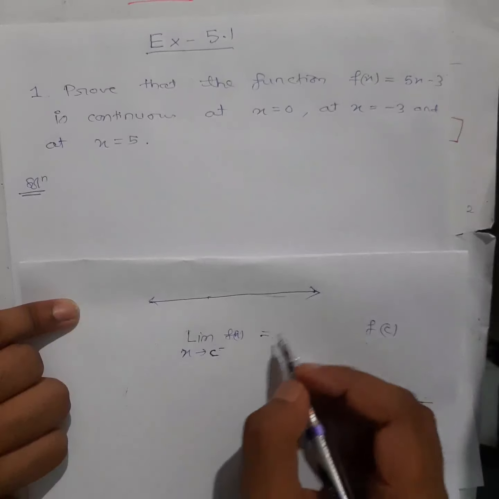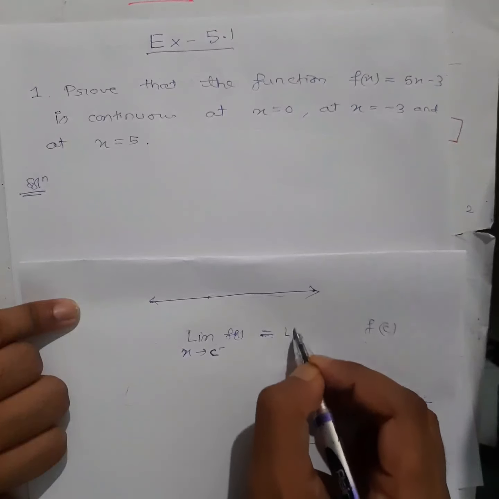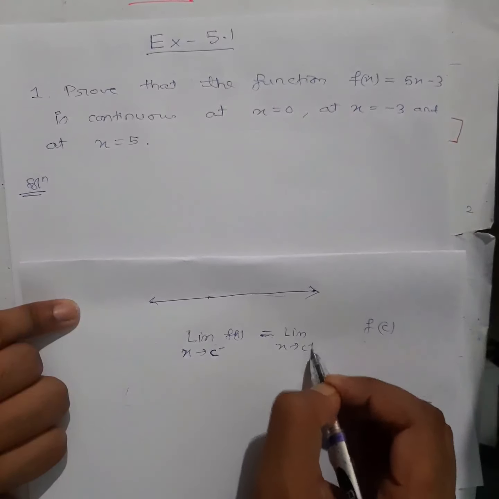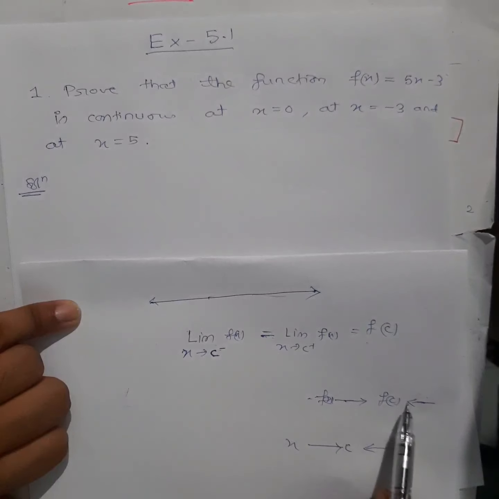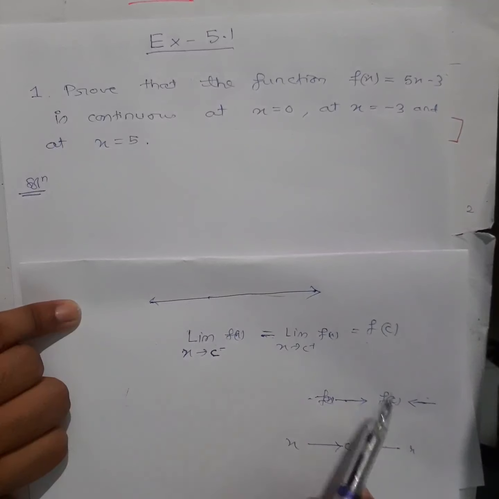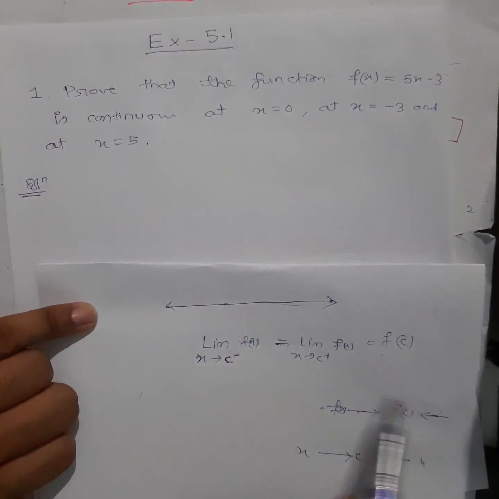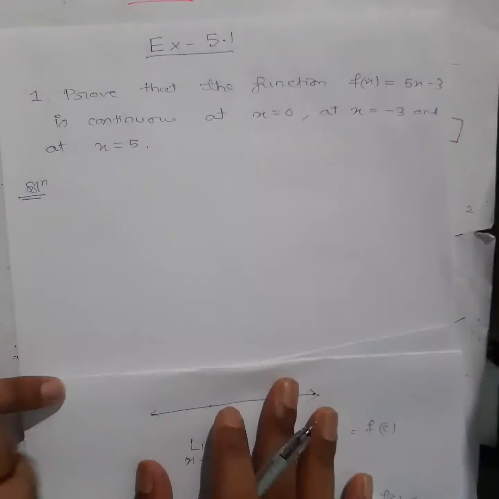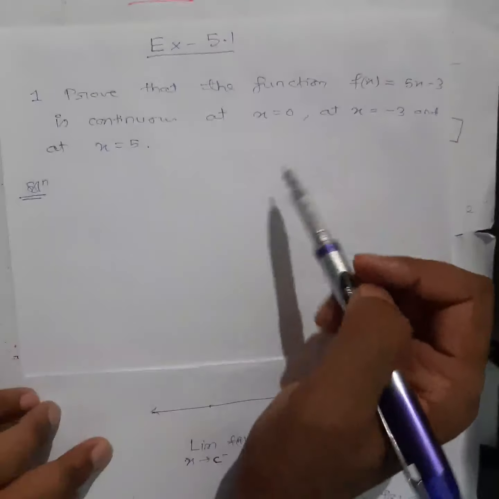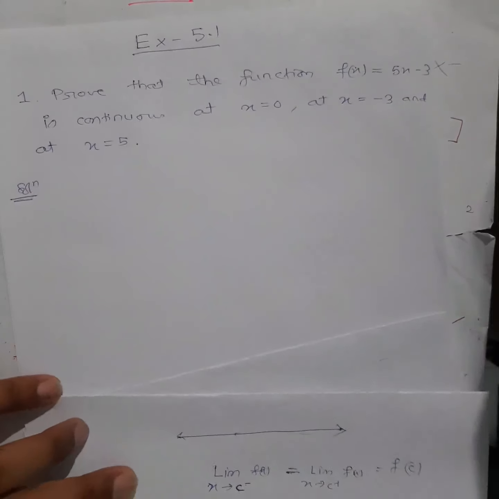So left hand limit must be equal to right hand limit, and it must be equal to f(c). Left hand limit and right hand limit both must tend to exactly this. And I have explained this in the previous video. So this question we will solve here. I will show you the graph as well as how to solve it with the help of limit.